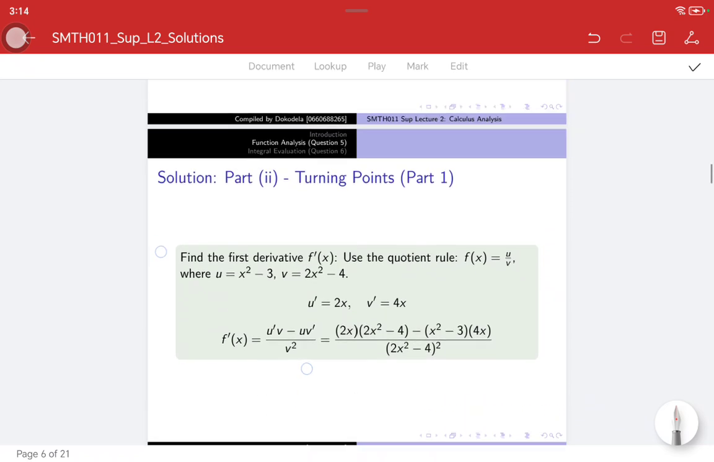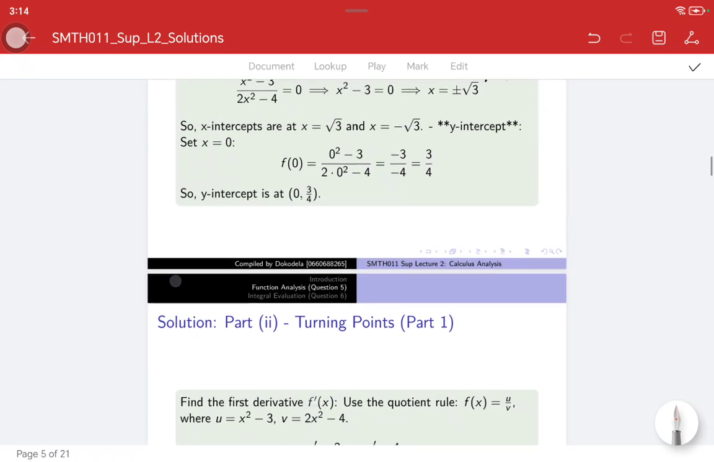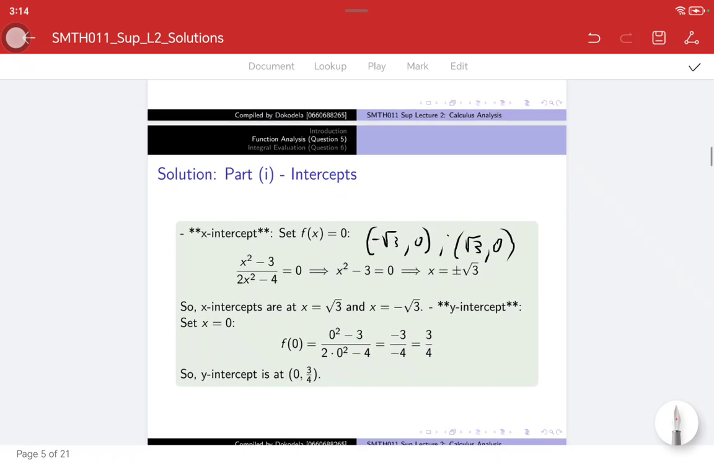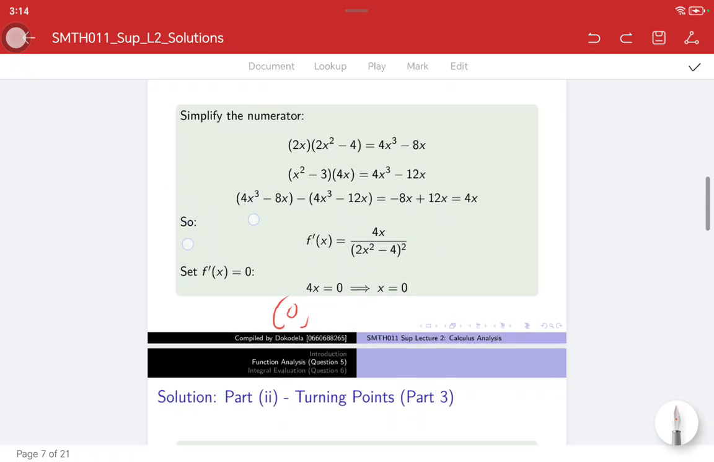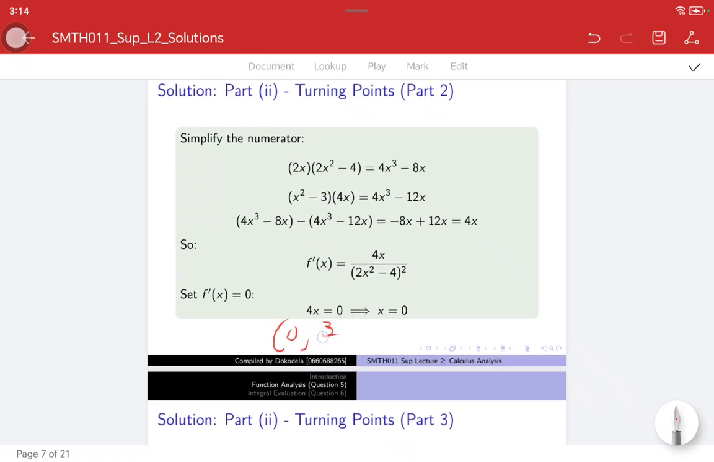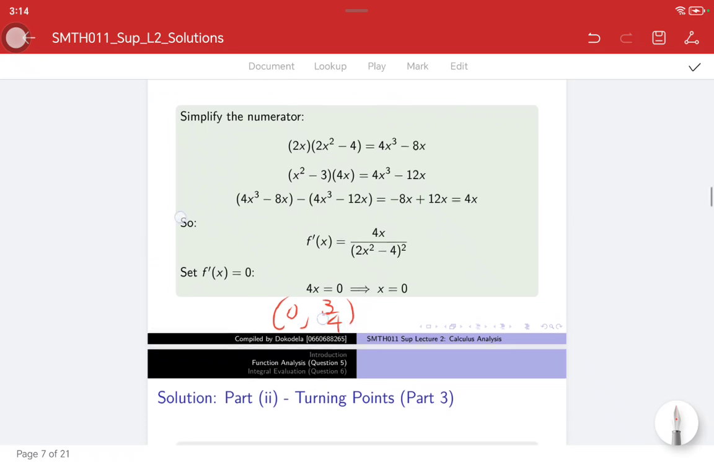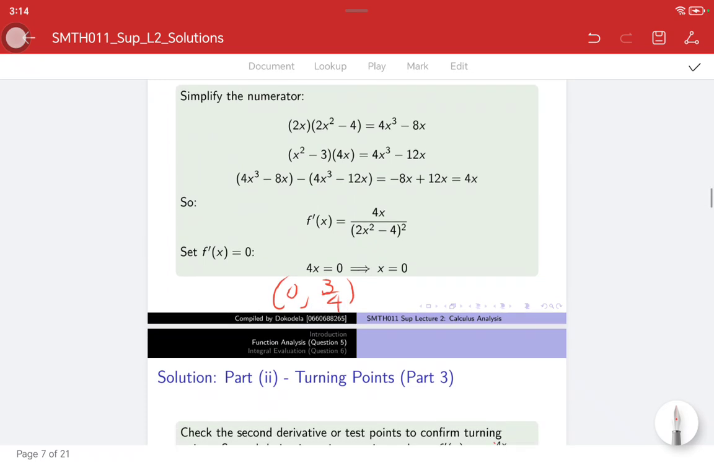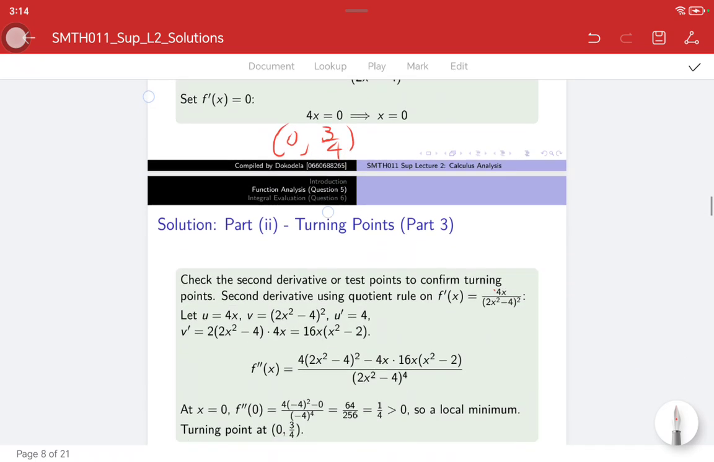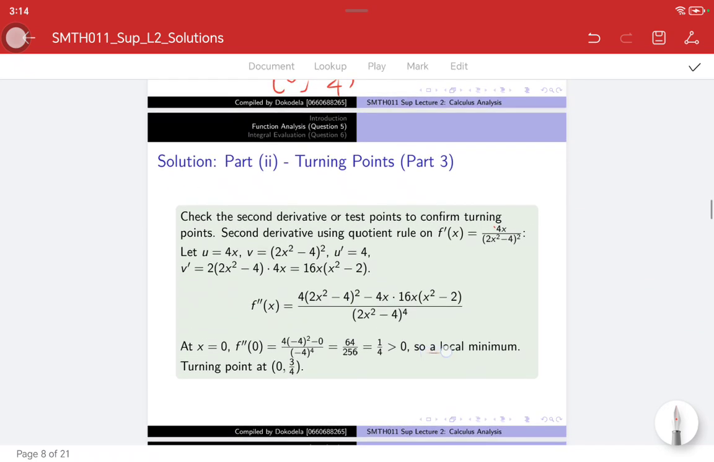To find y, I'm going to go back to the equation and plug in my 0. When I plug in 0, I get 3 over 4. It means that the turning point is (0, 3/4). So the first derivative is used to find the turning point, and then the second derivative we're going to use to check whether it's a local minimum or local maximum. Then I use the second derivative now.